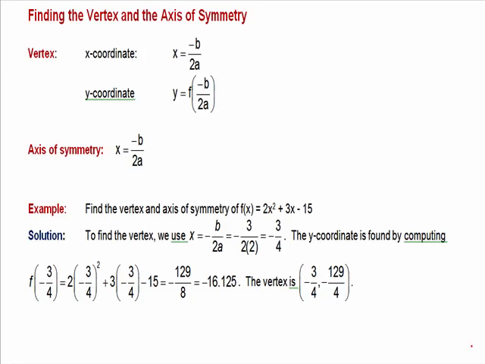Now to get the y-coordinate, we just compute f at negative 3/4. So we'll take 2 times negative 3/4 squared plus 3 multiplied by negative 3/4 minus 15. If I do the math out, that gives me negative 129 divided by 8, which does divide out evenly as a decimal. It would actually give me negative 16.125. So in either form, whether I want to write this as a decimal or as a fraction, both are exact values, and that would be acceptable either way. And of course, the axis of symmetry would be x equals negative 3/4.